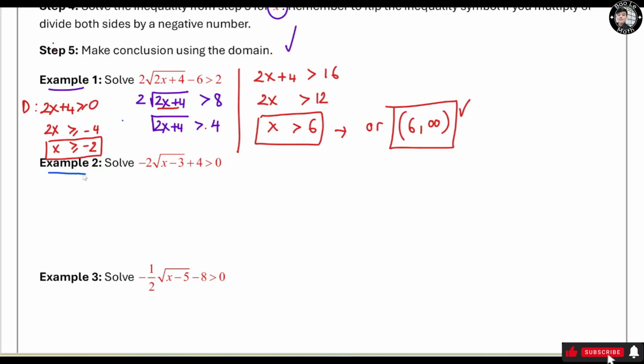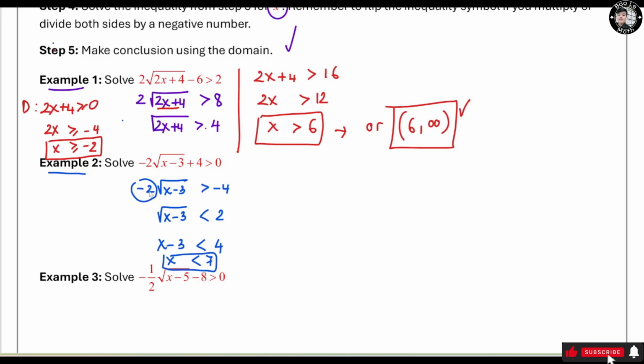Now example number 2 is exactly the same thing as example number 1. So we need to isolate the radical. Now we need to subtract 4 from both sides. So we have negative 2 square root of s minus 3 greater than negative 4. Divide both sides by negative 2. So you have square root of s minus 3 less than 2. Then we're going to square both sides. So we have s minus 3 less than 4. Add 3 to both sides, so s less than 7.